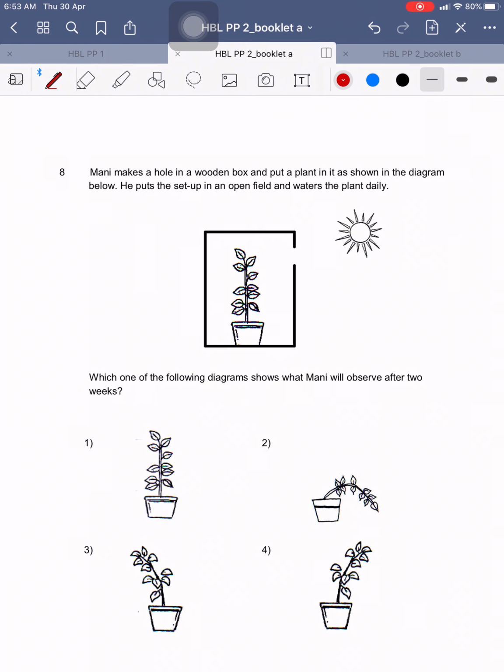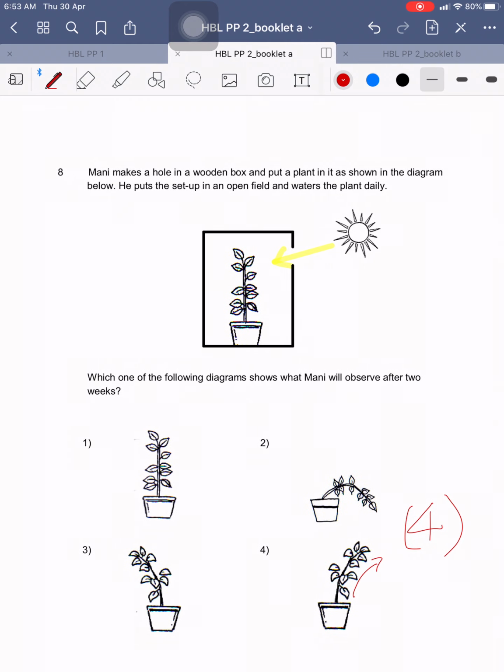Number 8. Now Mani makes a hole in a wooden box and places a plant in it. He puts the setup in an open field and waters the plant daily. Now we notice there's a gap on the right side, so sunlight will come in from the right side. So which of the following diagrams show what Mani will observe after 2 weeks? Now living things respond to changes, so the plant will grow towards the right. So answer will be 4, because you see that it's growing towards the right.